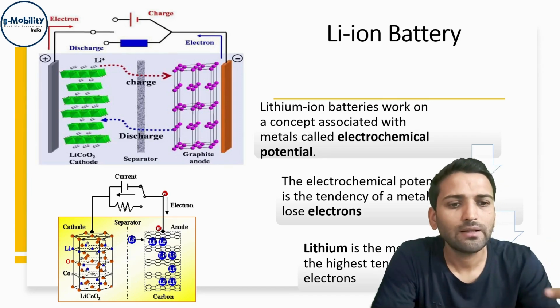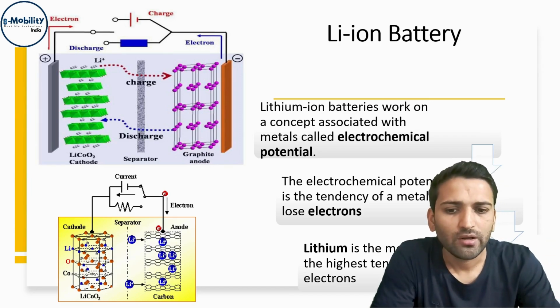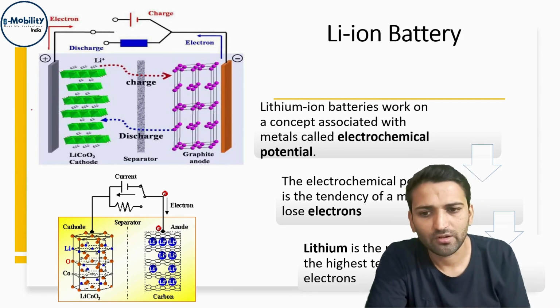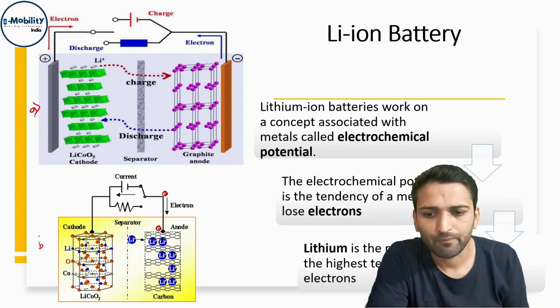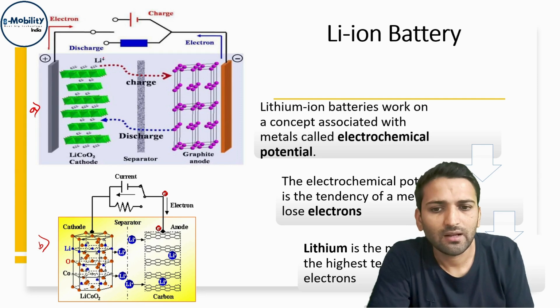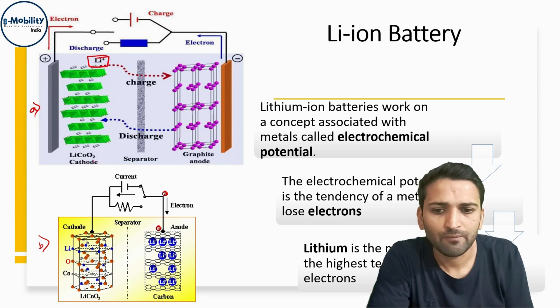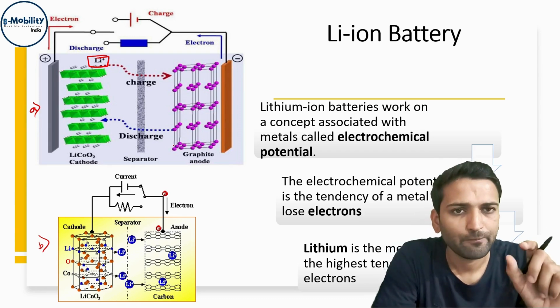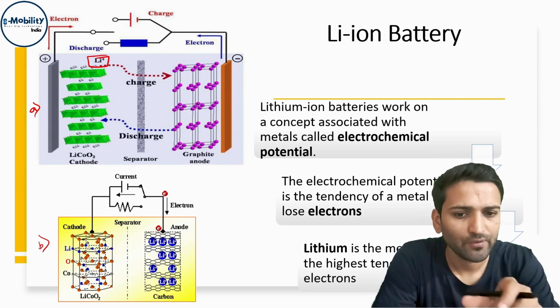So how does a lithium ion battery work? Here there are two figures. This is figure A and this is figure B. In figure A we can see that there are lithium ions here on the cathode side, and on the anode side we are using graphite. So the graphite structure is shown in the anode.